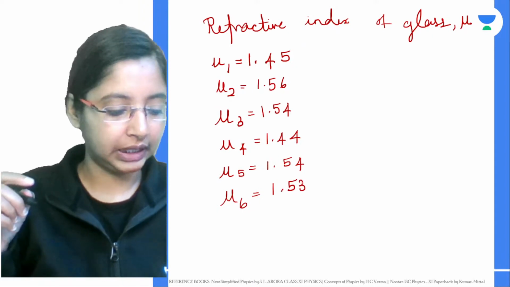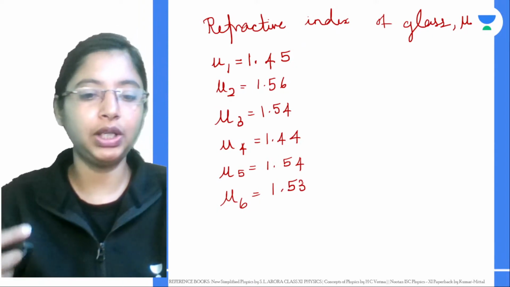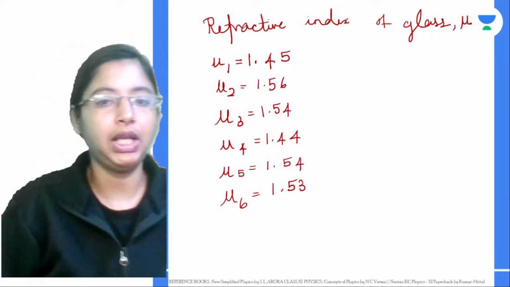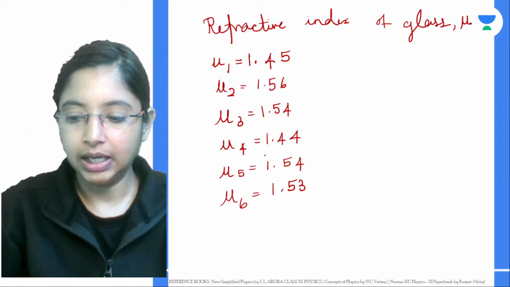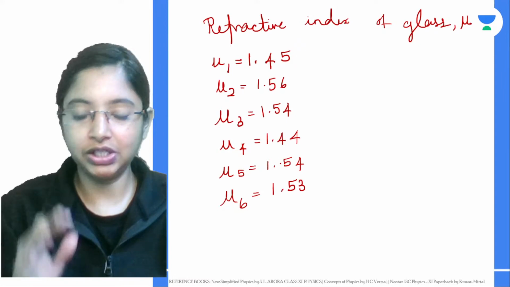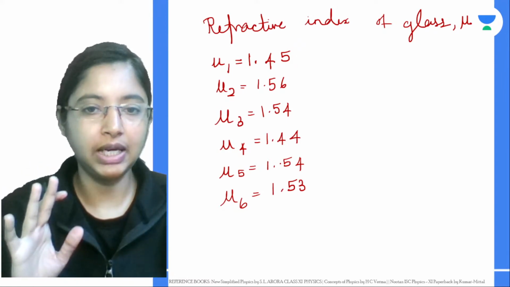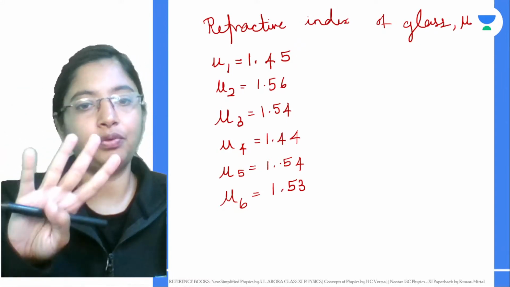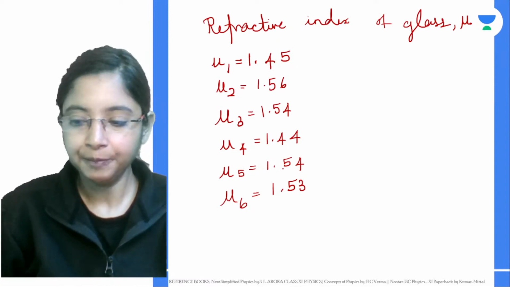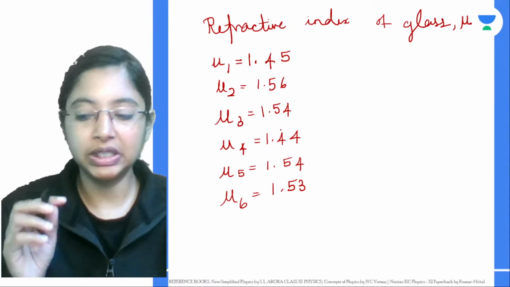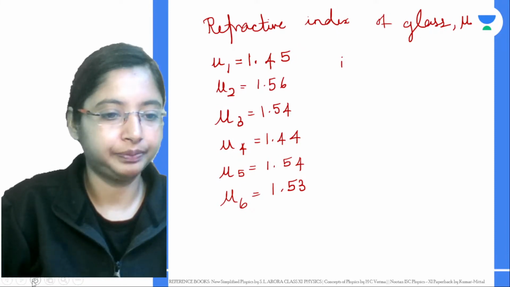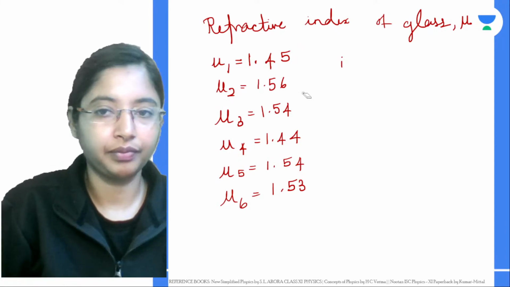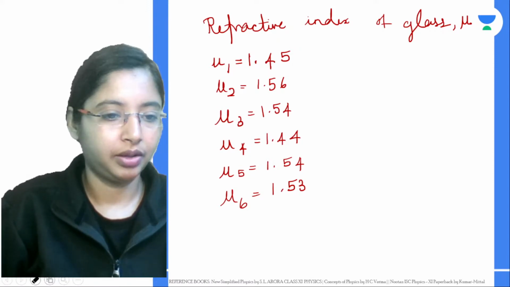All of the reference questions that I'm doing will be taken from your reference book. Here we have done 6 sets of readings. Let's find the error analysis for all 4 types of methods we learned. First we have to find the mean value. What will be the mean value in this case?